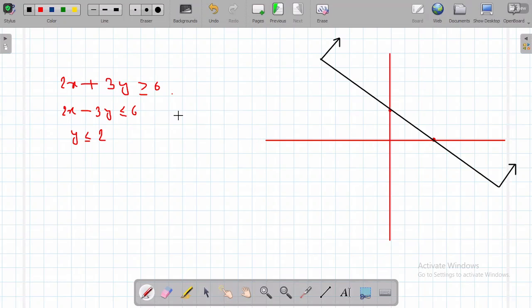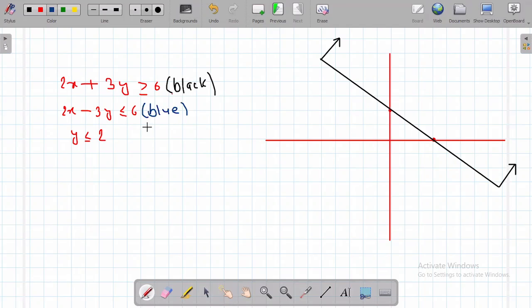Now the second inequality I'll also show in the graph. The first inequality, which I have shown in the graph, is in the black color, right, all of you. Now I'll choose the blue color for the second inequality, all of you.